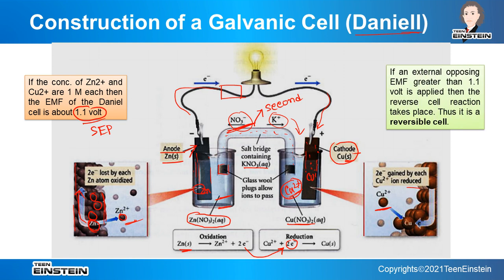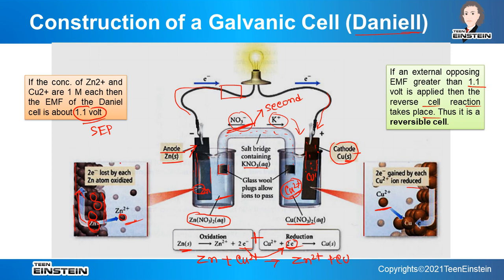And now suppose you are applying an external opposing EMF which is greater than 1.1. Now what will happen? If this is the case, then the reverse cell reaction will take place. So ultimately what reaction is taking place? If you add these two reactions, the 2 electrons on both sides will cancel, because there are 2 electrons on the right hand side and 2 electrons on the left hand side. So ultimately the reaction you will get is Zn plus Cu2 plus equal to Zn2 plus and Cu.